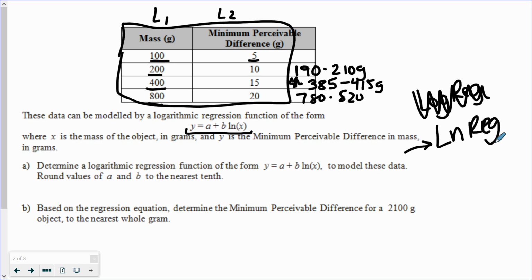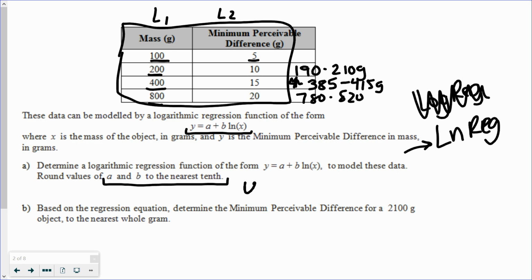So it says determine a logarithmic regression to model the data. Round the values of a and b to the nearest tenth. I actually have a bone to pick with you guys. You just love ignoring when I give instructions like this. So think about what I'm asking you, especially for numeric response questions. If it says to the nearest tenth, please do that. Don't round it to the nearest whole number or the nearest thousandth. It says to the nearest tenth. Okay, I'll give you a second. You might want to pause the video and do the regression.